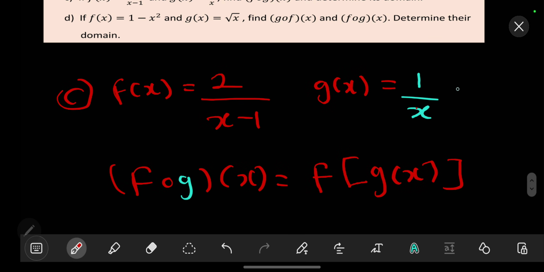So already here you are going to say that your x cannot be equal to 0 like that for g of x. So this is how we do it for composite functions. Look at the last part, the g of x. Does it have a condition? If it does, state it in advance because it will be part of your domain.